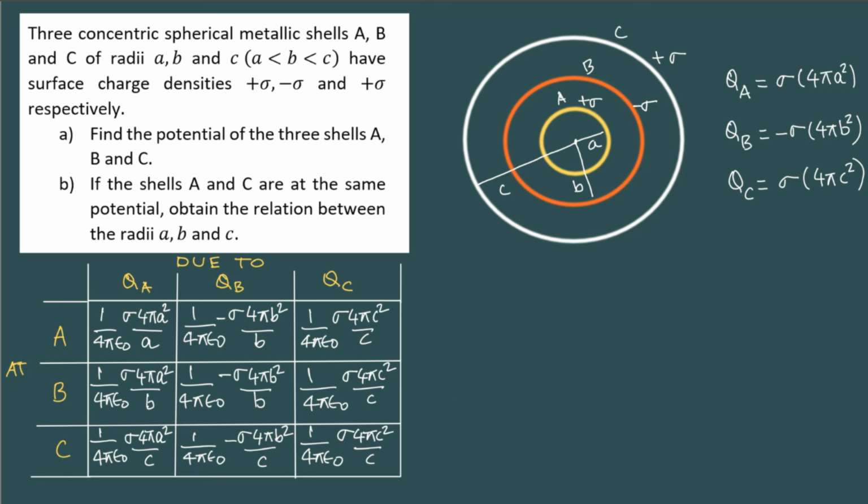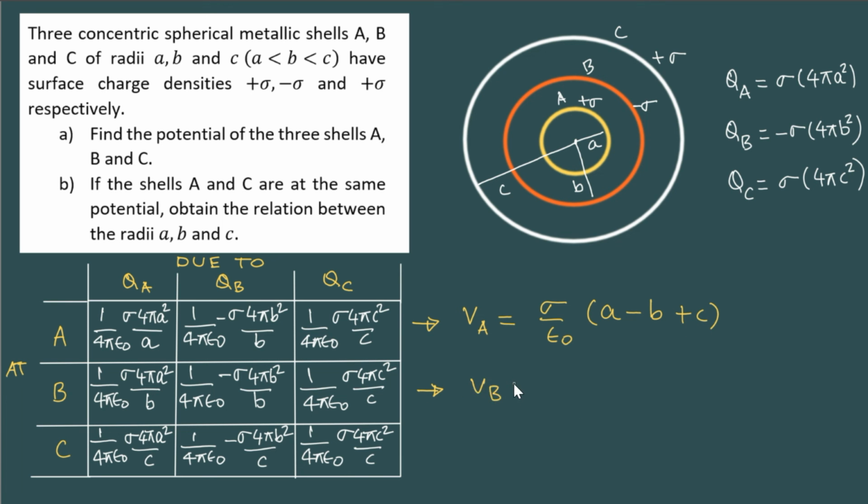So let's do that. From here, what do we get? The potential of A. I think everywhere you can ignore 4 pi, and then I can take sigma and epsilon naught common. So we get sigma by epsilon naught. From the first shell I have A, from the second shell I have minus B, and from the third shell I have C.